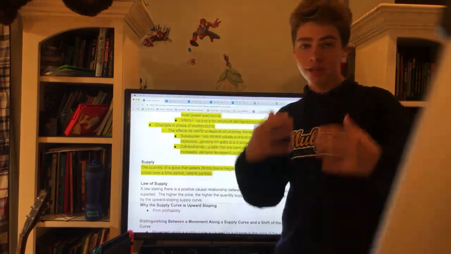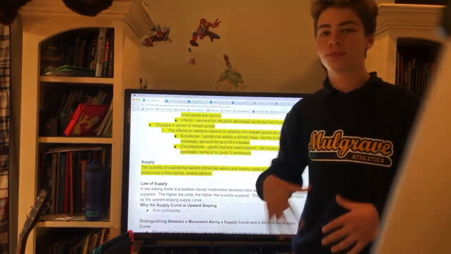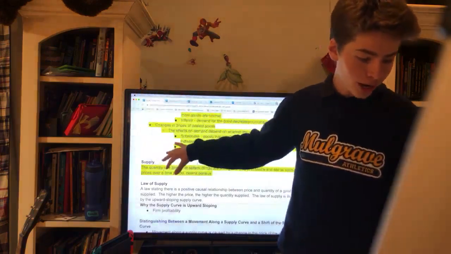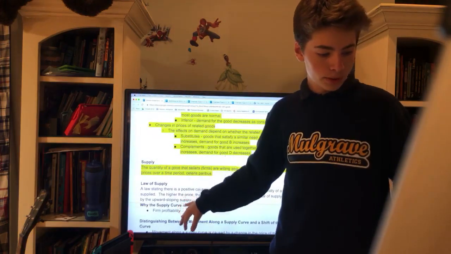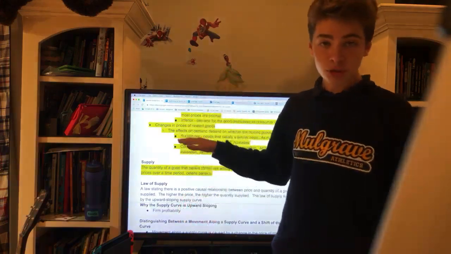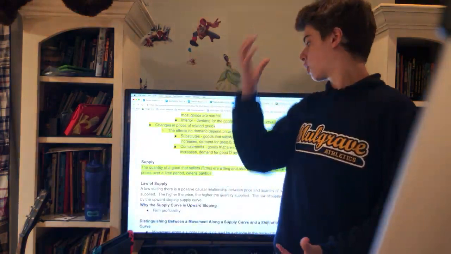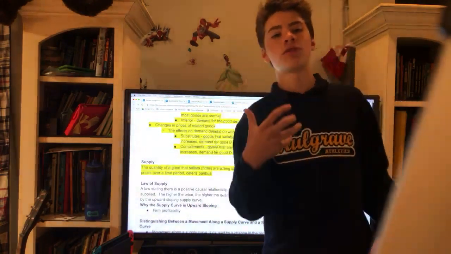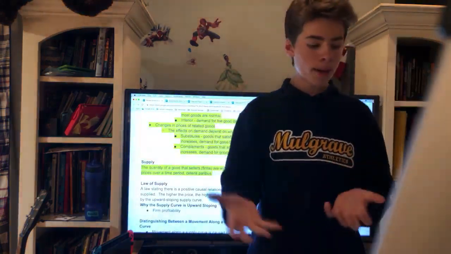So, changes in prices of related goods. These are basically goods that are related to the good that has the demand curve right now. For example, substitute goods are goods that satisfy similar needs, such as Coke and Pepsi.